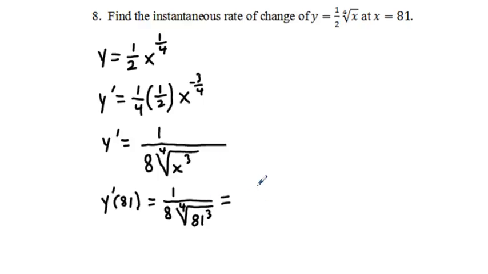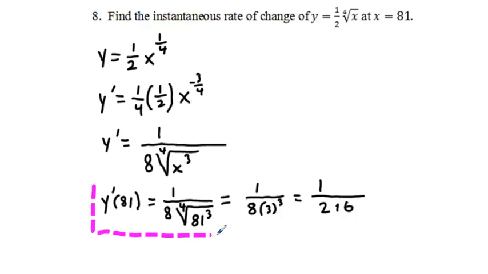What you're going to have is the fourth root of 81 is 3. You have 3 cubed. So you have 1 over 8 times 27, which is 216. I'm going to go back and make sure that's correct. If you ended up getting just this far, as what I'm boxing in, I'm going to call that a correct answer. So I'll double-check the grading of that.